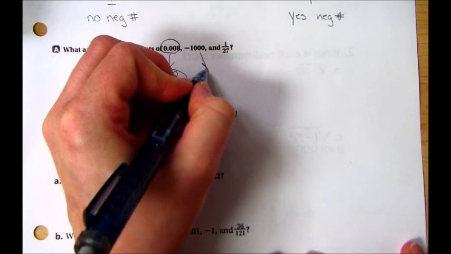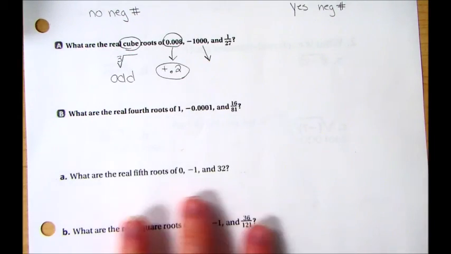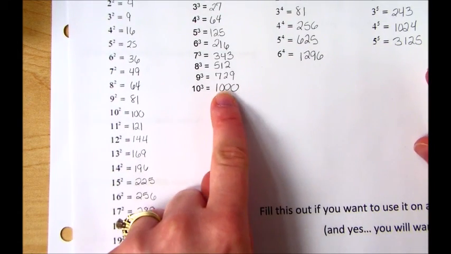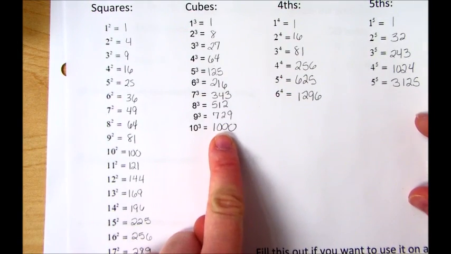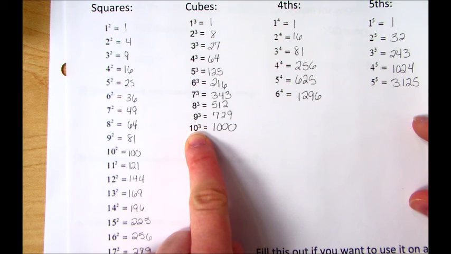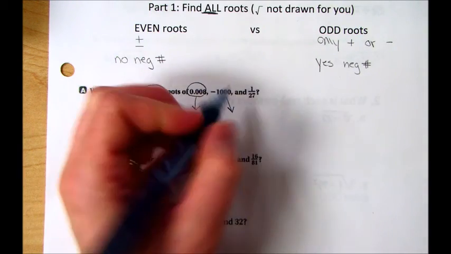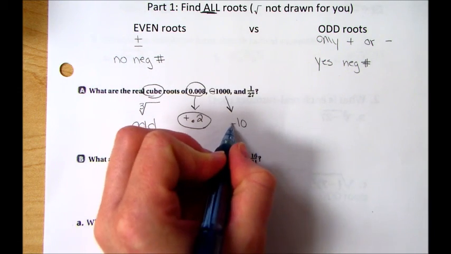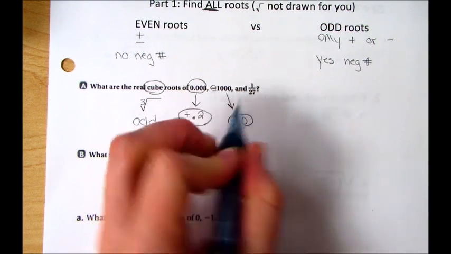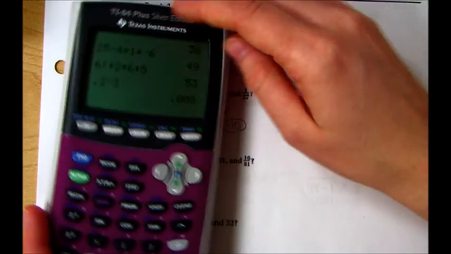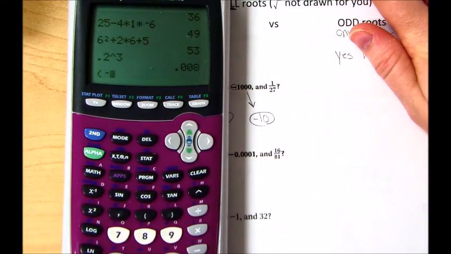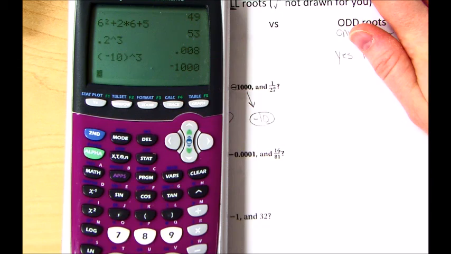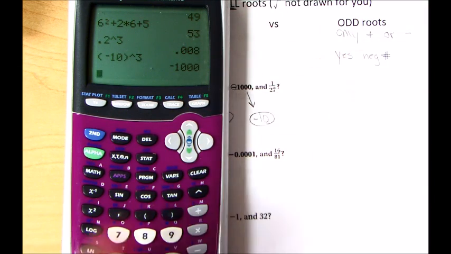Now let's do the cube root of negative 1,000. I'm going to get my paper. I'm going to go to 1,000 in my cube list, and the answer is 10. The cube root of 1,000 is 10. Now, not just 10, because this original one was negative, it's negative 10. And to prove that this is true, you do negative 10 to the 3rd power, and you get negative 1,000.